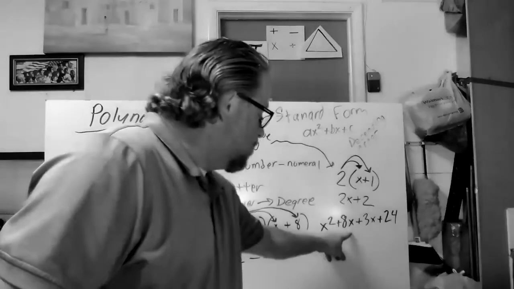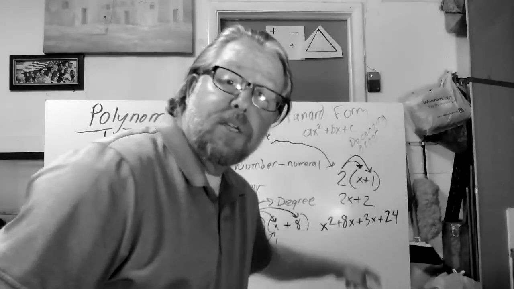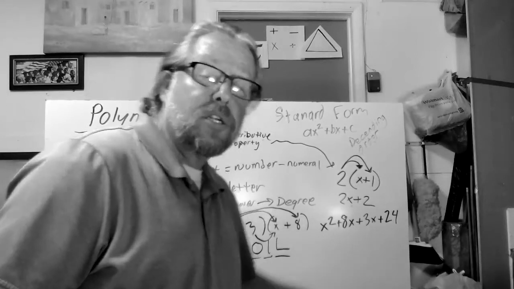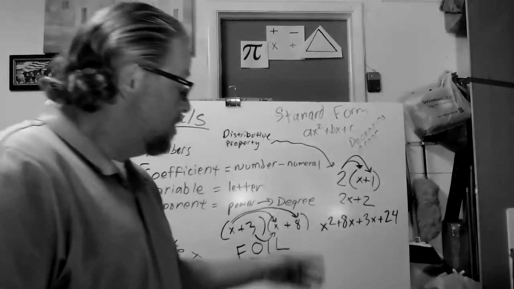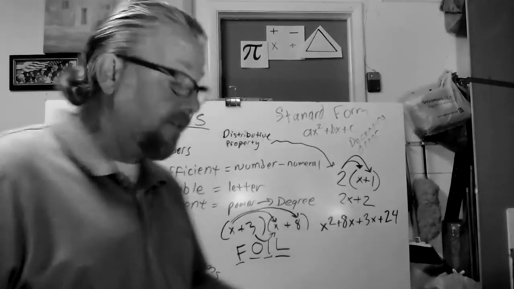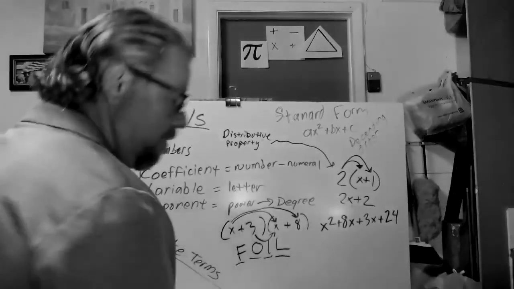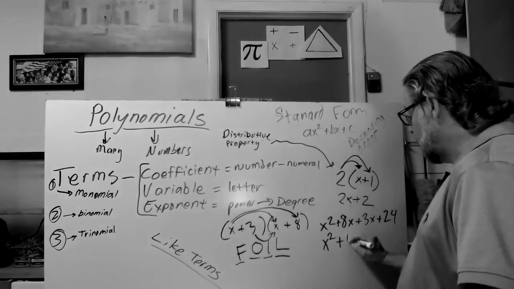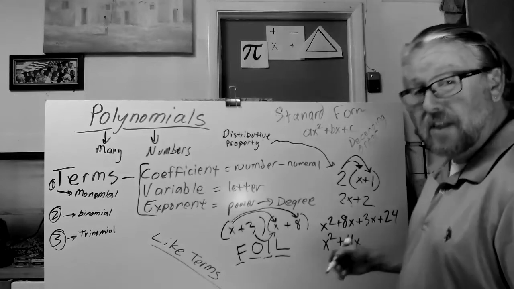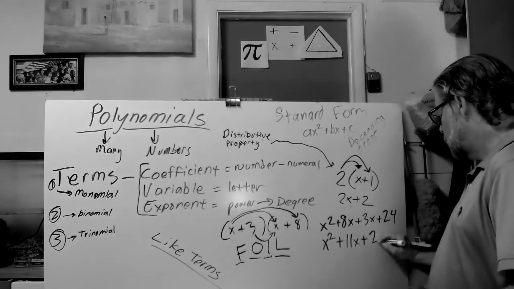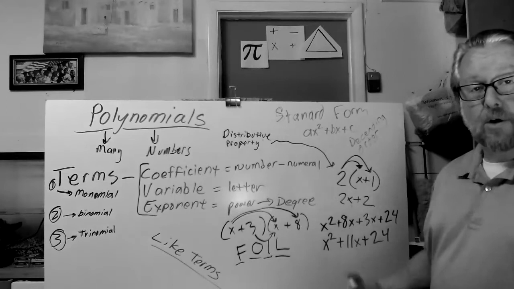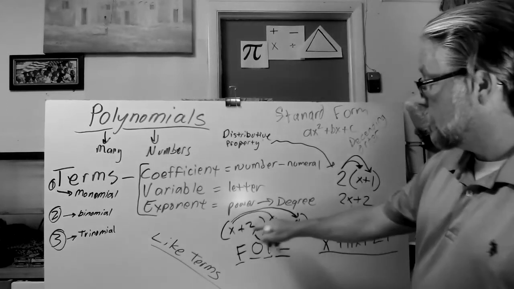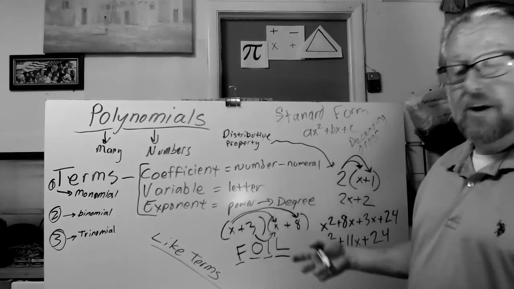What about x to the first power? I've got two terms that have x to the first power, 8x and 3x. Those two can be combined. So we add 8 plus 3, that's 11x, right? So let me come back over here. We have our x squared. We have our 11x. And the only thing left is the 24. There's no other numerals without a coefficient or a variable. So this is our answer to this multiplication of binomials.